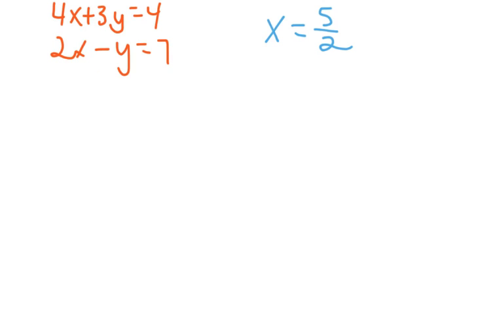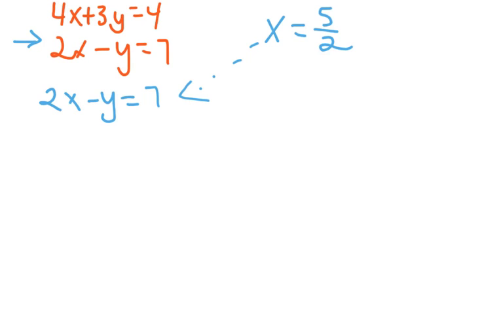So I am going to pick this equation to work with. I have 2x minus y equals 7. I'm just kind of pulling it apart here. And now I'm going to add my 5/2 in wherever I see an x.